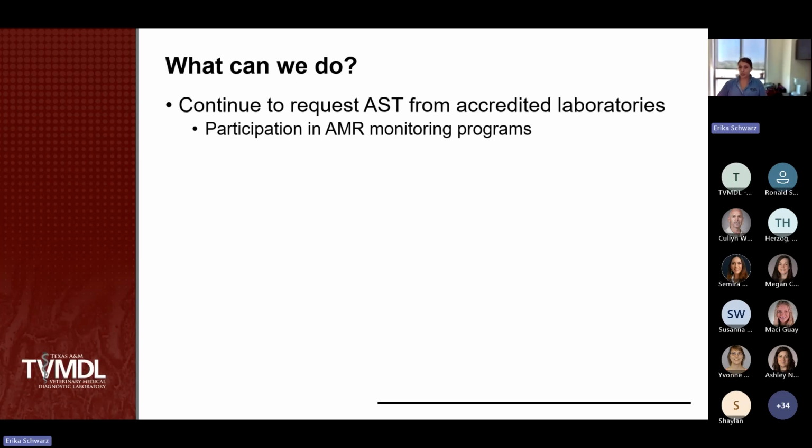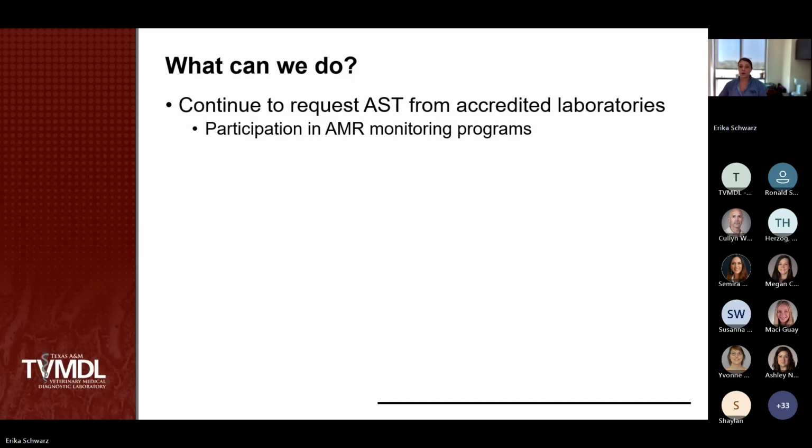Well, I'd encourage you to continue to request antimicrobial susceptibility testing from accredited laboratories. I say accredited labs because this gives the best chance of utilizing the same methods so that AST data is comparable over time. Most accredited labs, including TVMDL, will participate in some combination of national AMR surveillance programs. And this data is crucial to monitoring the trends in resistance over time and further fine-tuning the guidelines and recommendations for use.